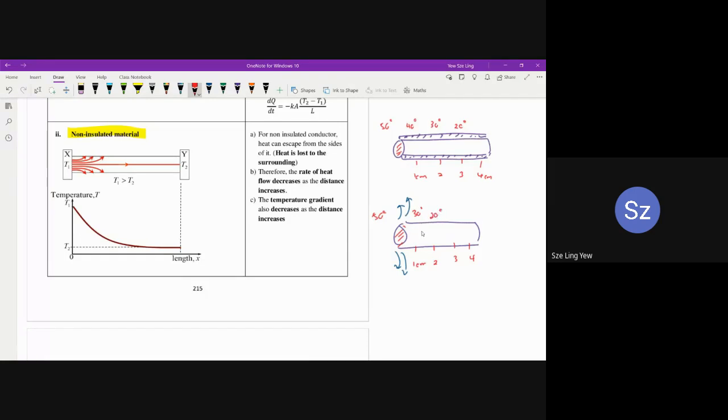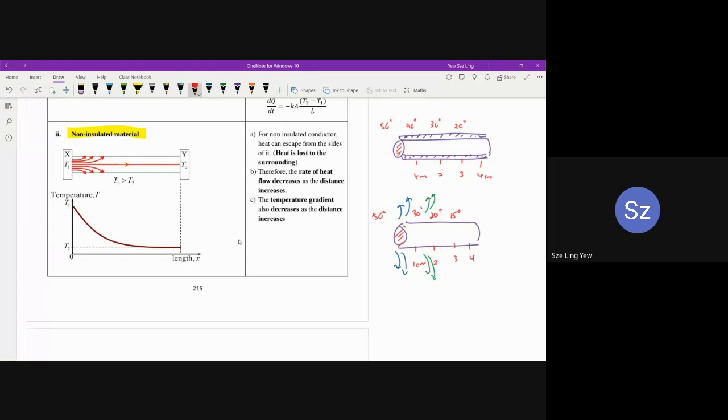Why? Because now you have less energy compared to 50 degrees. Less energy means also less energy loss during this 1 cm length. So less energy is lost right now. Therefore, it just decreased by 10 degrees compared to 20 degrees just now. For another 1 cm, maybe now the temperature is 15 degrees. So it's not at a constant rate. It keeps decreasing. It decreases exponentially, as shown in the diagram here.